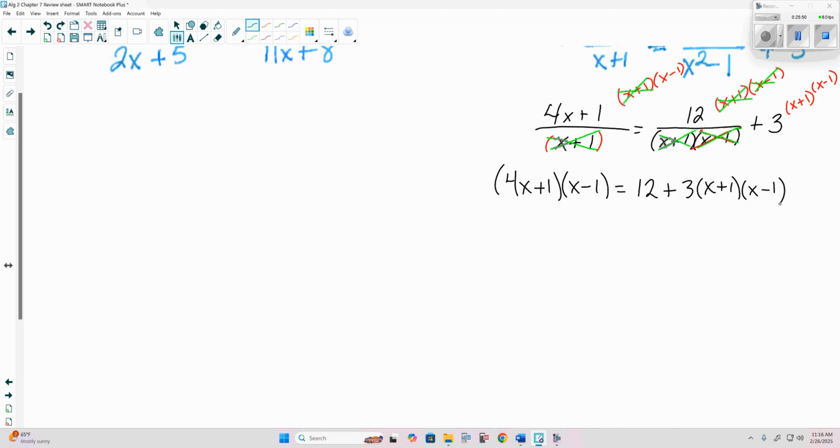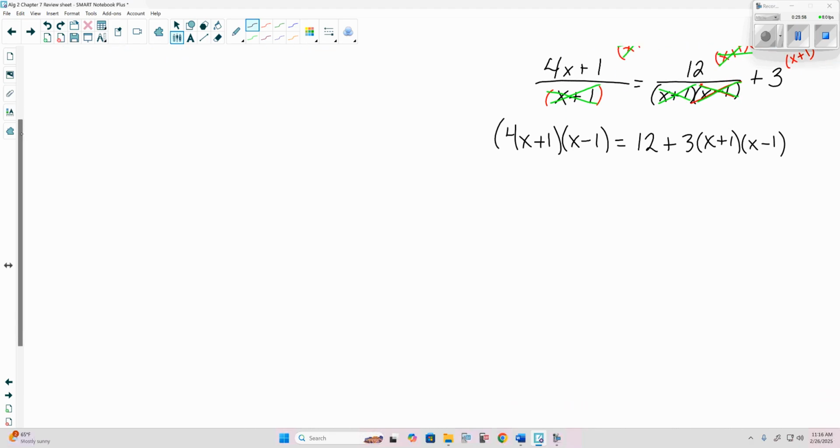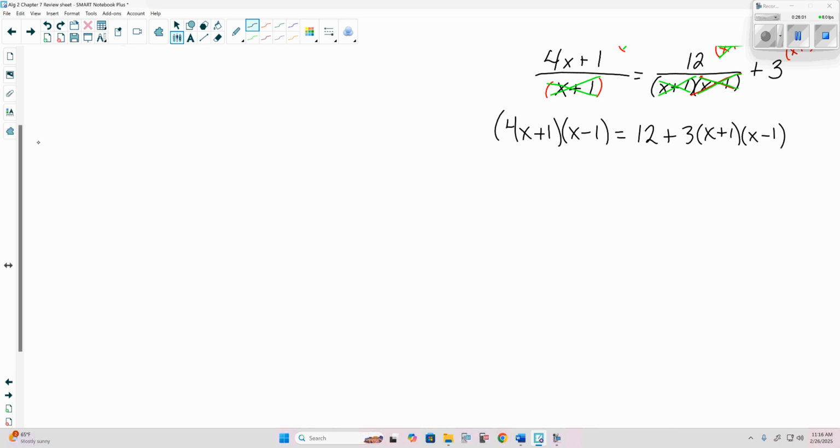The 3 is going to end up being the only term that doesn't have anything multiplied by it, because everything we multiplied it with simplified with its denominator. Now we will have to multiply everything else out at this point. Here we're going to distribute the 4x. 4x times x is going to be 4x squared. 4x times negative 1 is negative 4x. 1 times x is going to give us plus x. And lastly, 1 times negative 1 is going to give us negative 1.